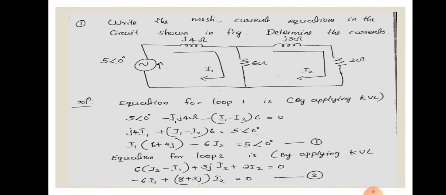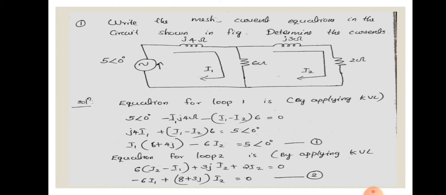Here the circuit is given. In that, the source voltage is a sinusoidal function, 5 angle 0 degrees. That is its voltage value, and there is an inductor with inductance value j4 ohm, and there is a resistor of 6 ohm, and there is another inductance with value j3 ohm. There is another resistance of 2 ohm, and I1 and I2 are the mesh currents.